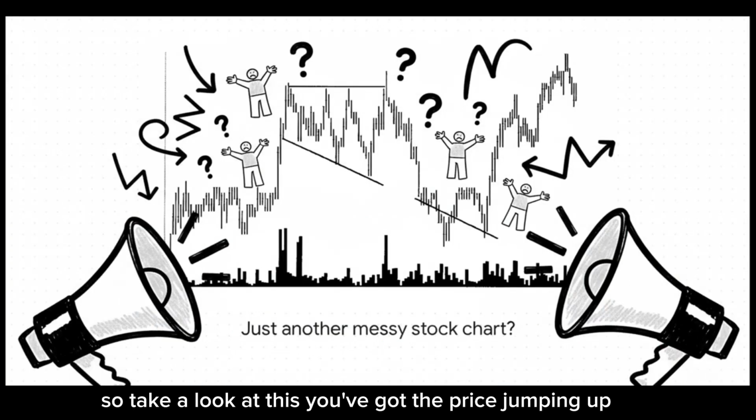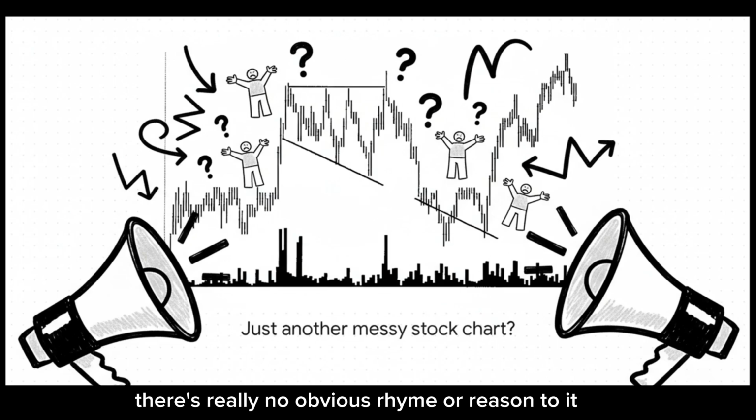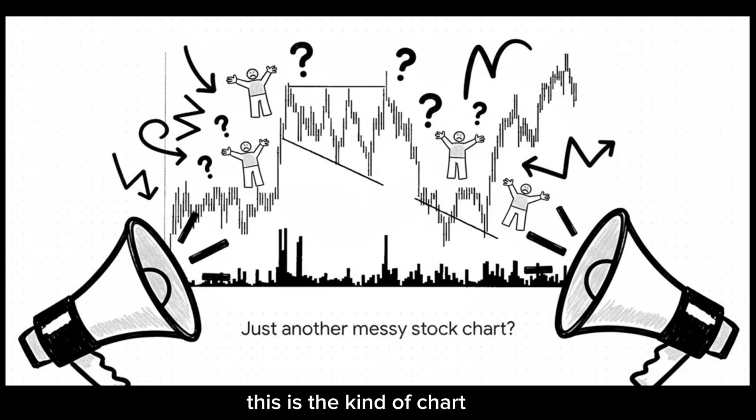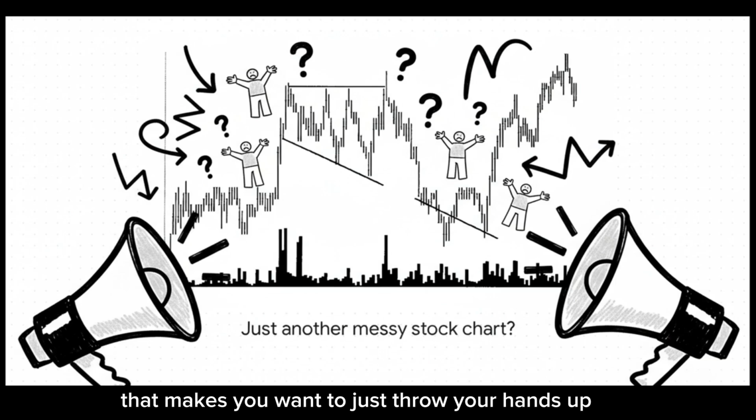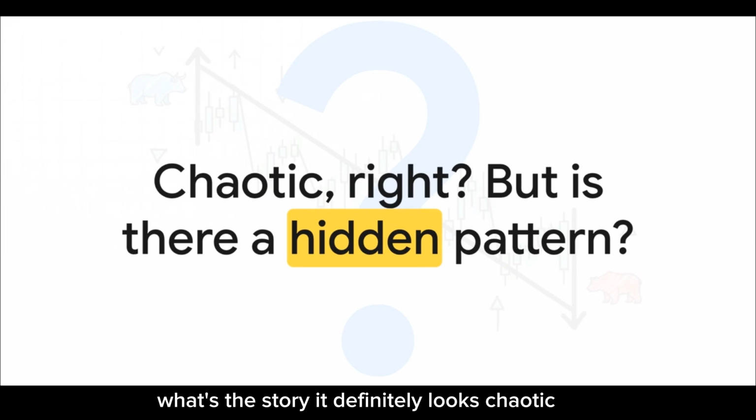So, take a look at this. You've got the price jumping up, dipping down. There's really no obvious rhyme or reason to it. This is the kind of chart that makes you want to just throw your hands up and guess, right? I mean, where is this thing going? What's the story? It definitely looks chaotic.